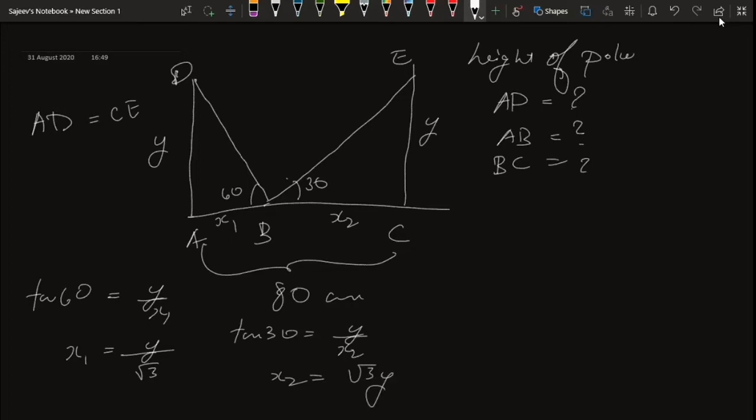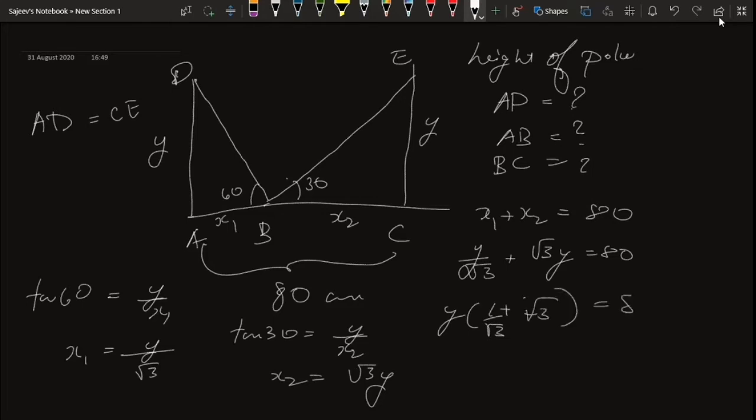And we know that X1 plus X2 is AC, and AC is 80. So this is Y by root 3 plus root 3 Y, which is 80. Let me take Y common: Y into 1 by root 3 plus root 3 equal to 80. What's the LCM? It's 4 by root 3. So Y into 4 by root 3 equal to 80. 4 into 20 is 80, so we got our Y as 20 root 3. So AD is 20 root 3.